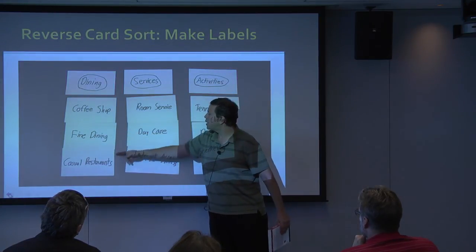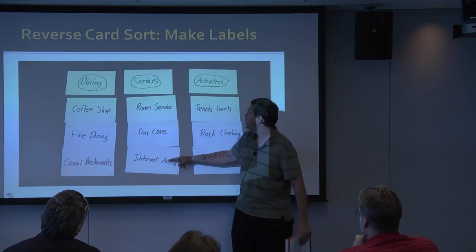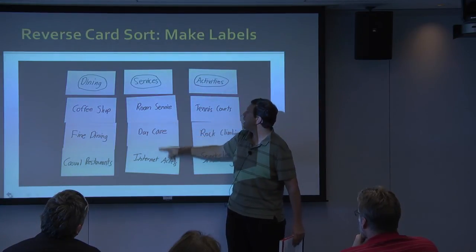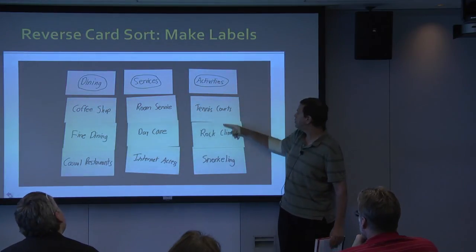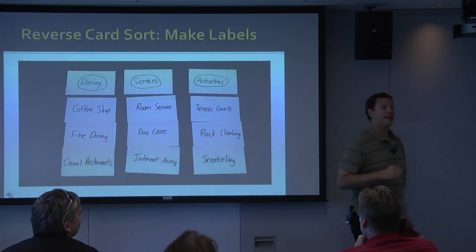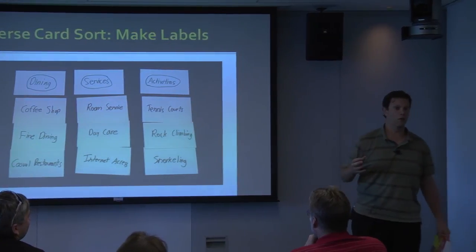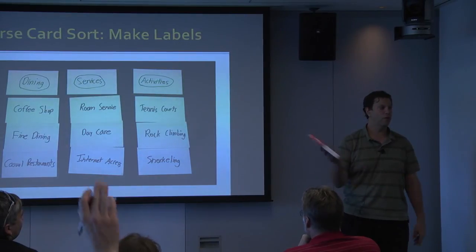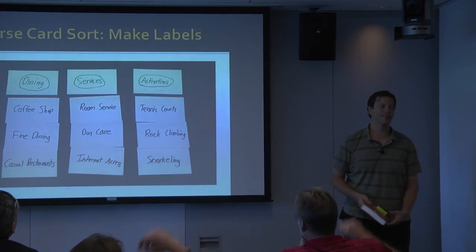Coffee shop, fine dining, and casual restaurants under dining. Room service, daycare, internet access under service. Tennis, rock climbing, snorkeling under activities. But I found an ambiguous card that could fit in more than one category. And for the book, room service.